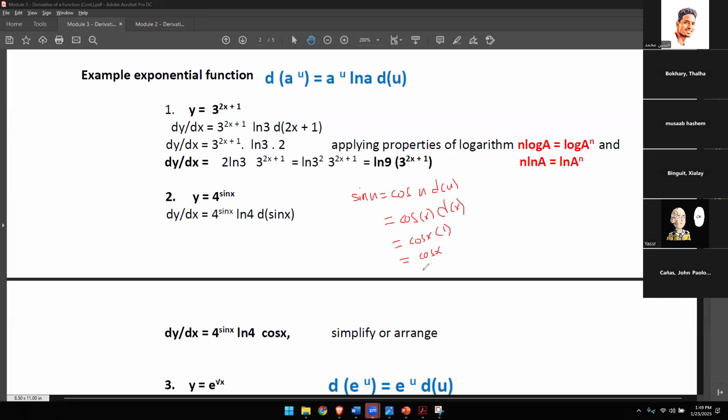Are we clear? So what is the derivative of sine x again? Cosine x. So as to y, we just simply copy this one as it is, sine x, ln 4, and the derivative of sine x is cosine x. And that's already your final answer.